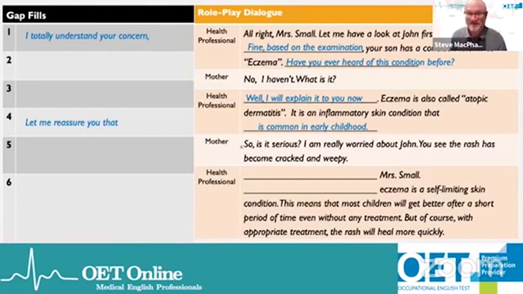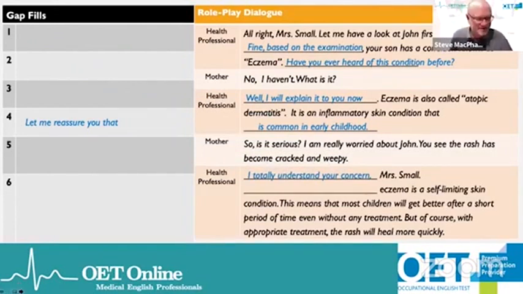Mother says, so is it serious? I'm really worried about John. You see that this rash has become cracked and weepy. Okay, we've got to show some compassion here, a little bit of empathy. So to show empathy, what are we going to do? Number one, that's right, Farhad. So we're going to put number one. I totally understand your concern, Mrs. Small.